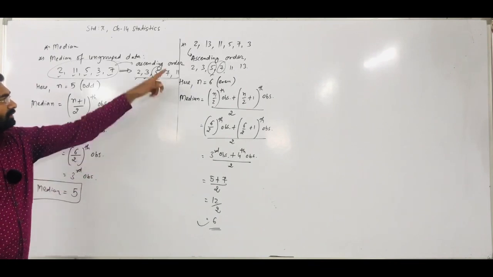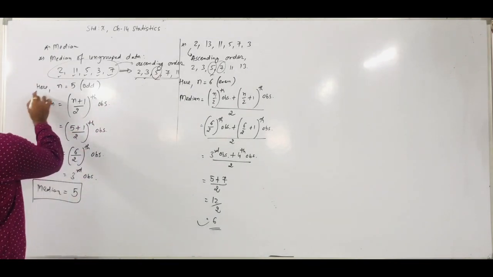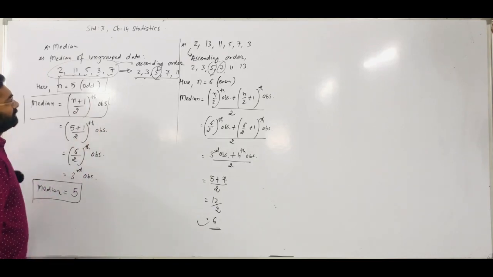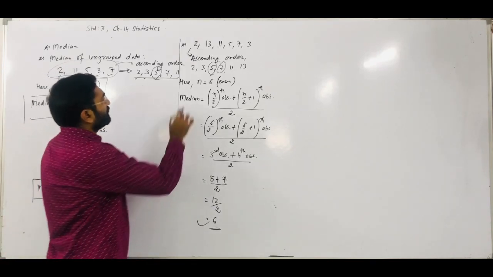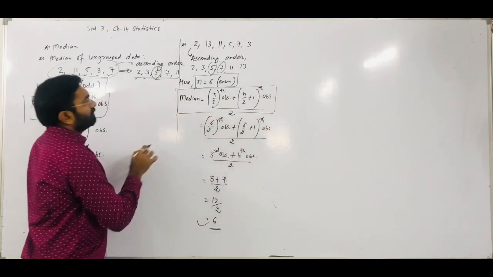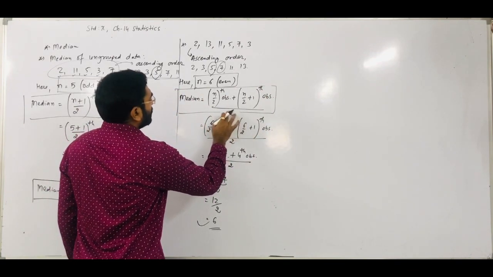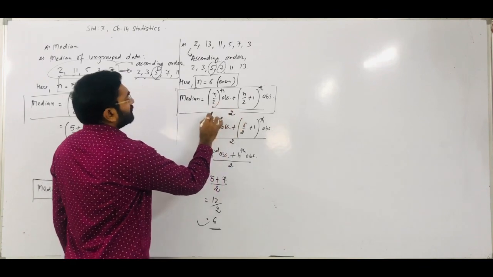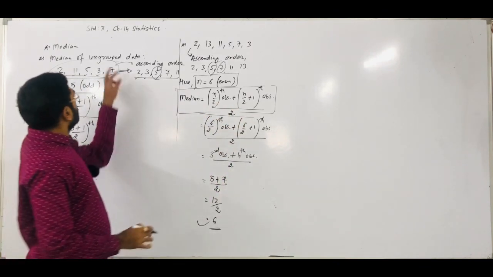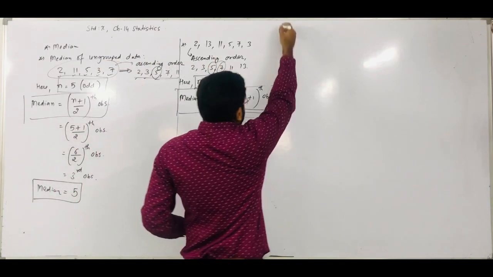Okay. So that way you have to remember the formula. When n is odd, the median formula is the (n plus 1) divided by 2th observation. When n is an even number, you find the median using this one: the n by 2th observation plus the (n by 2 plus 1)th observation, divided by 2. This is for ungrouped data, right?